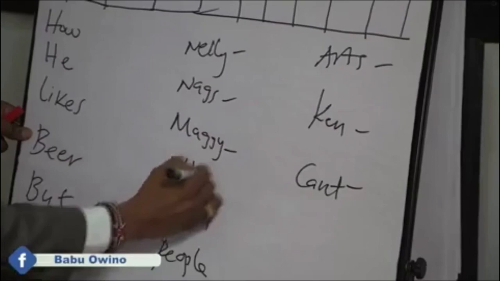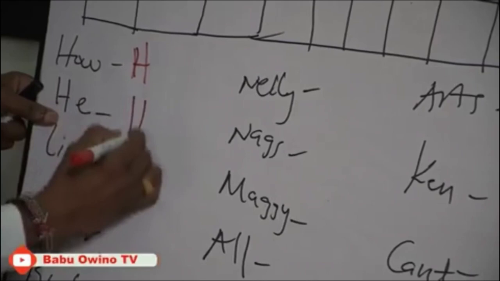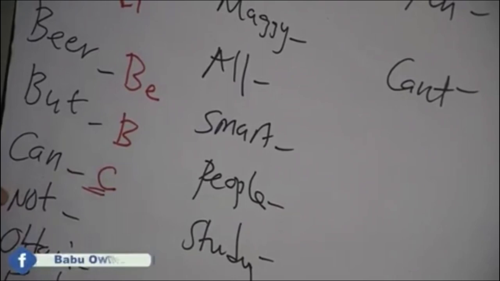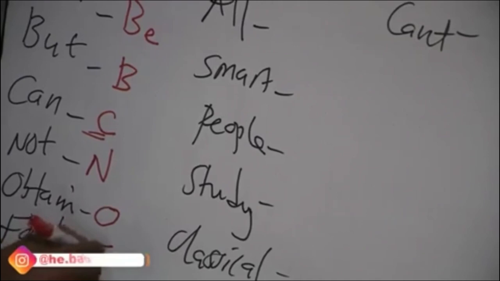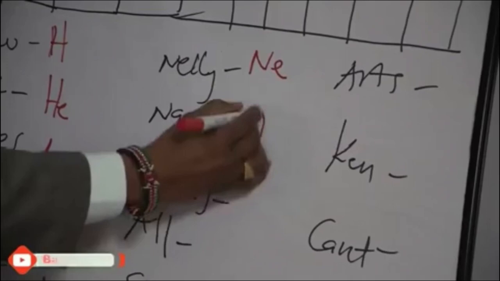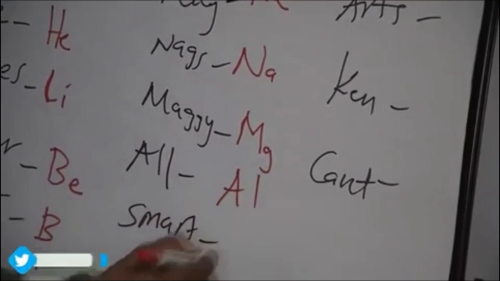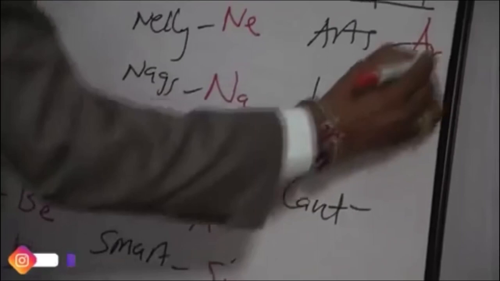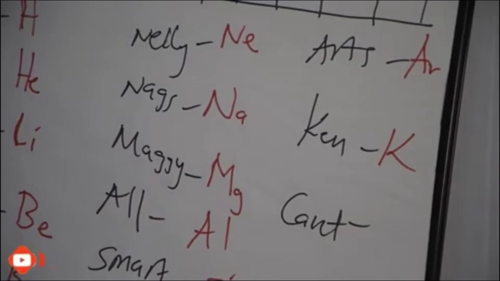We want to identify these elements. The first element is hydrogen. Second element is helium. Third is lithium. Fourth is beryllium. Fifth is boron. Sixth is carbon. So we will be looking at this. Seven is nitrogen. Eight is oxygen. Nine is fluorine. 10 is neon, 11 is sodium, 12 is magnesium, 13 is aluminium, 14 is silicon, 15 is phosphorus, 16 is sulfur, 17 is chlorine, 18 is argon, 19 is potassium, you can also call it kalium, and 20 is calcium. Class, I want us to sing along.